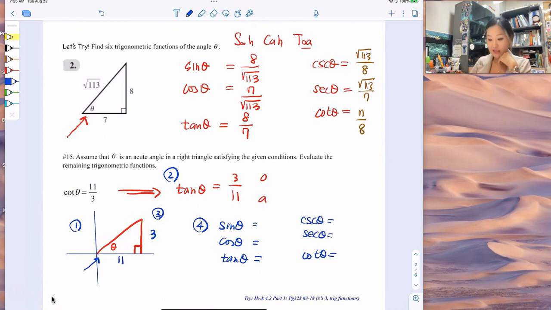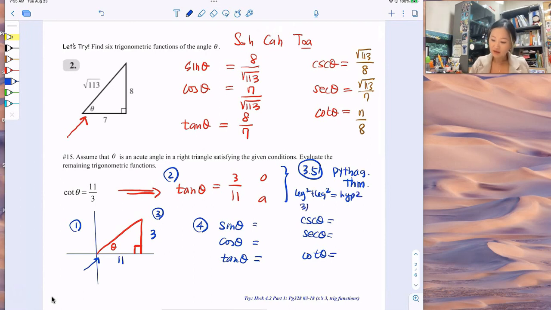So let's go ahead and find it. But what do we need? We need the hypotenuse, right? How do we find the hypotenuse? We do the Pythagorean theorem. Pythagorean theorem, okay? All right, Pythagorean theorem says leg squared plus leg squared equals hypotenuse squared. So it's going to be 3 squared plus 11 squared equals hypotenuse squared.